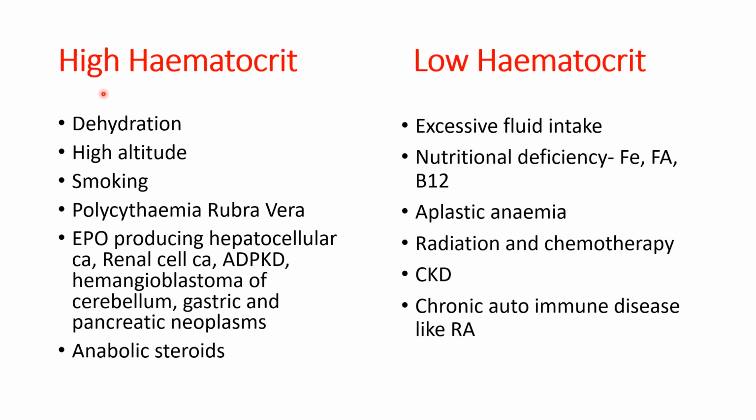Now here are the causes of high hematocrit and low hematocrit. The physiological causes of high hematocrit are dehydration, high altitude and smoking, and the pathological causes of high hematocrit are polycythemia rubra vera, erythropoietin secreting tumors like hepatocellular carcinoma, renal cell cancer, autosomal dominant polycystic kidney disease, hemangioblastoma of cerebellum, gastric and pancreatic neoplasms.